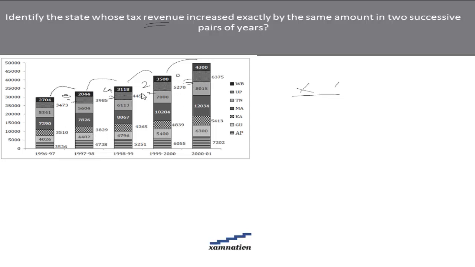Similarly, when I quickly scan through this data, I find Karnataka in year 1998. When I compare this number to this, and for the consecutive next year I compare this difference to this, I get the same difference. So my answer will be Karnataka for between these 2 years.